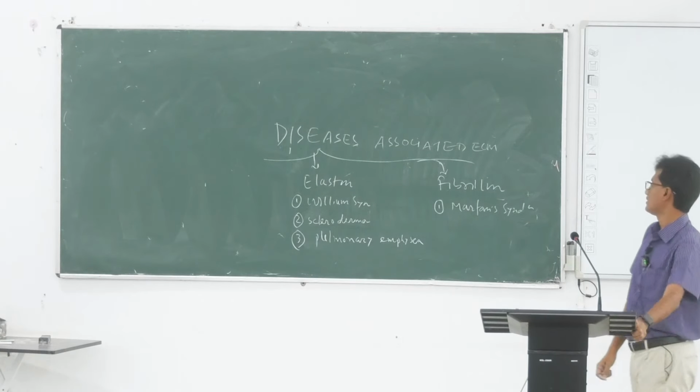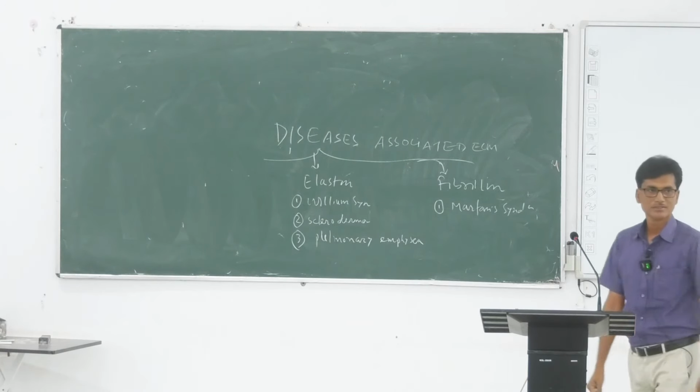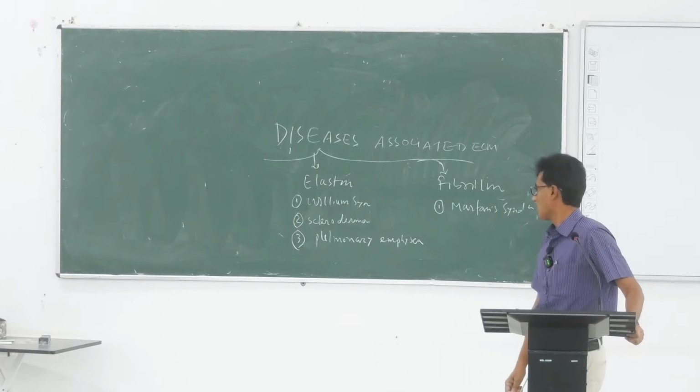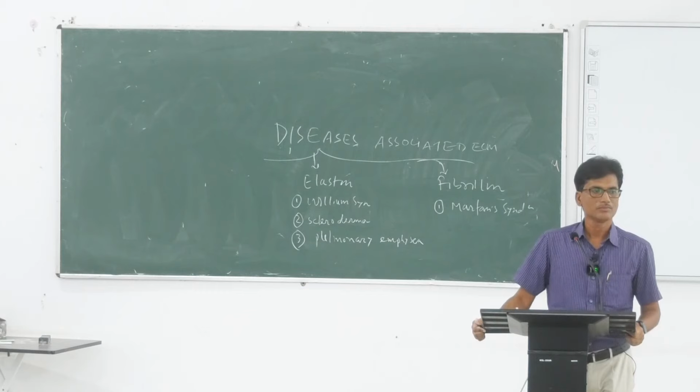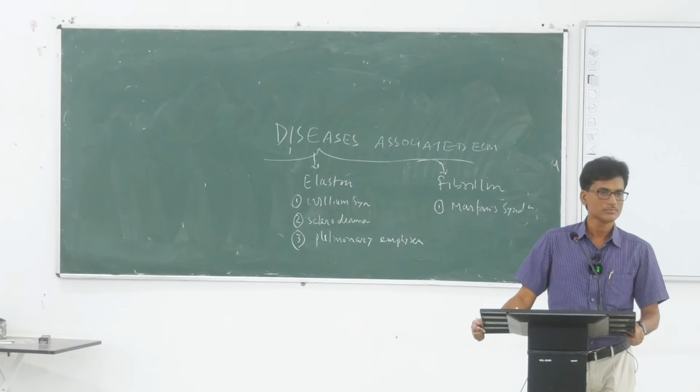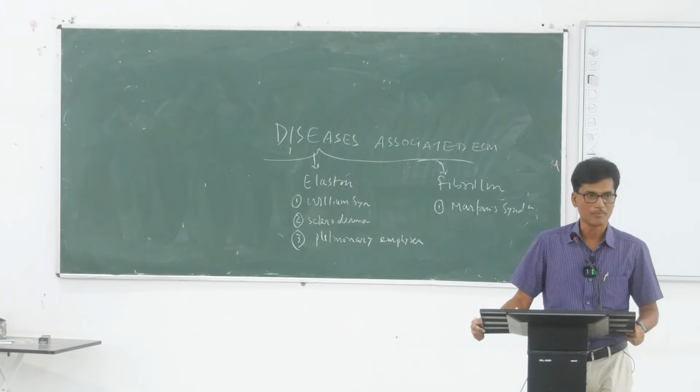Next, the disease associated with elastin is Williams syndrome. Williams syndrome আছে, স্ক্লেরোডার্মা আর হচ্ছে পালমোনারি এমফাইসিমা। Williams syndrome is characterized by supravalvular aortic stenosis.